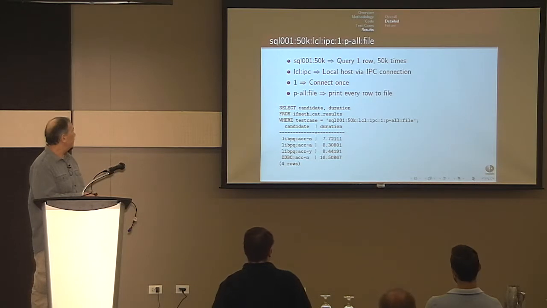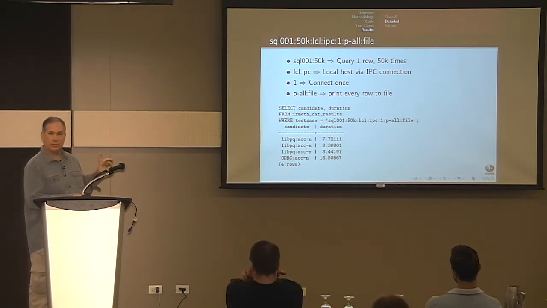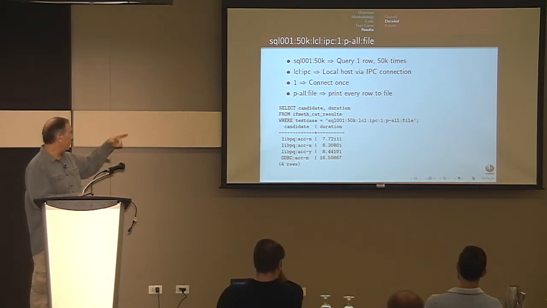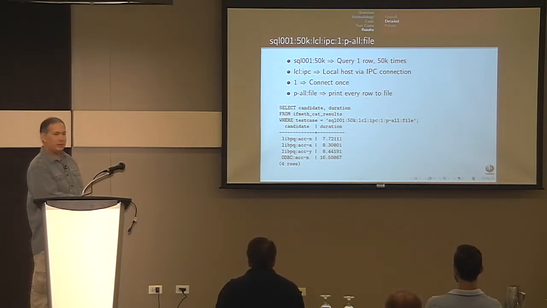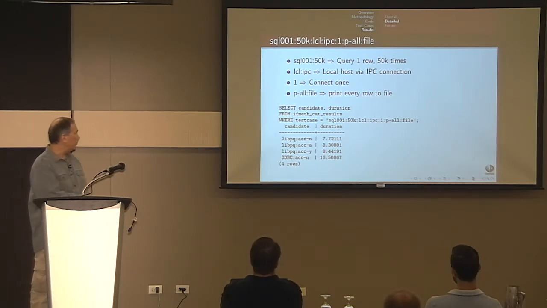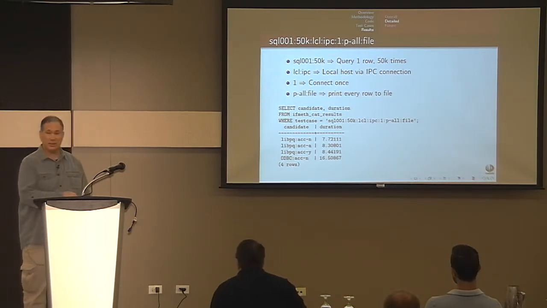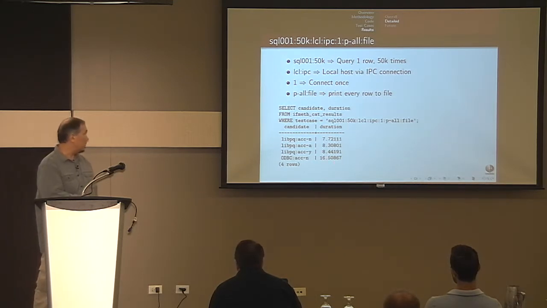Now this is one where we're doing the one row at a time, 50,000 times using local sockets, but we're only going to connect once. And we're printing it out to a file. And so now the timing is way down. The best timing here is not quite 8 seconds. And you have very similar results. The libpq normal interface is at 7.7. The alternate interface is at 8.3, and the copy interface is at 8.4 seconds. The ODBC comes in about double, 16 seconds.